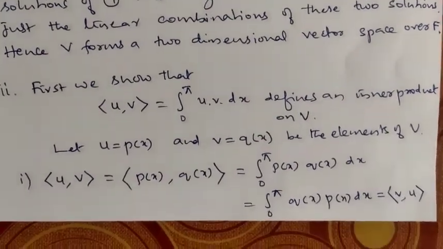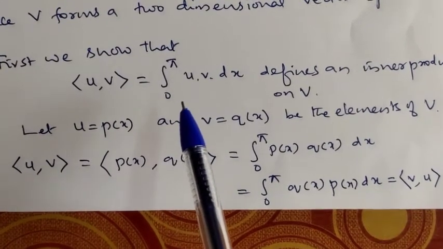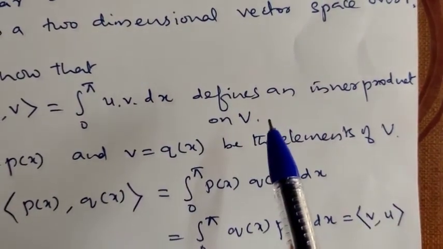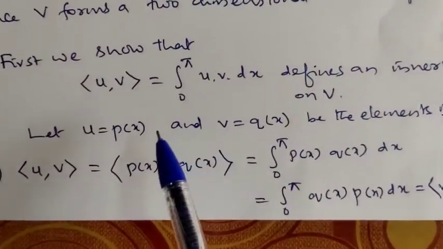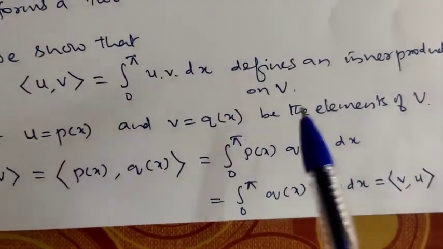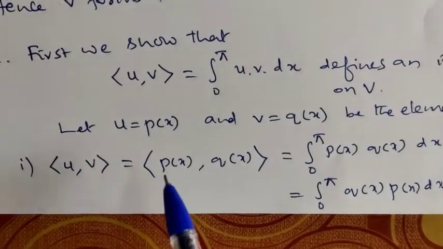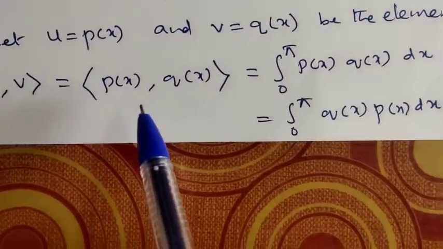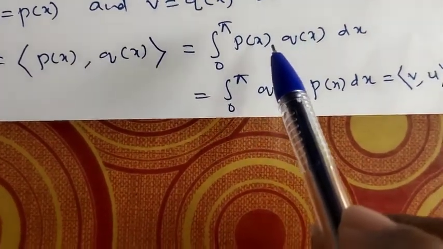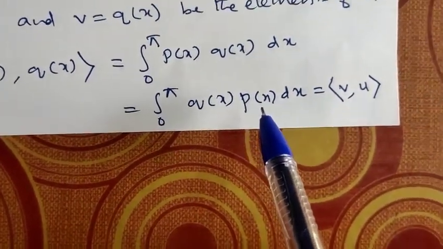Next, the second condition. What is the second condition? We need to show that the inner product of u comma v is equal to the integral from 0 to pi of u into v into dx defines an inner product on V. Okay, so let us denote u as p of x and v as q of x, be elements of V. You take any two elements. Then what will happen? First condition of an inner product: the inner product of u comma v is the inner product of p of x comma q of x. But by definition of the inner product, this is the integral from 0 to pi of p of x q of x dx. This can also be written as the integral from 0 to pi of q of x into p of x into dx.